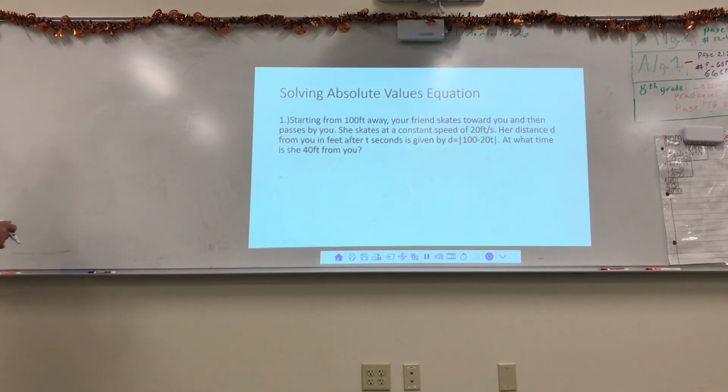Starting from 100 feet away, your friend skates towards you and then passes by you. She skates at a constant rate of 20 feet per second. Her distance from you in feet after t seconds is given by d equals the absolute value of 100 minus 20t. At what point is she 40 feet away from you?